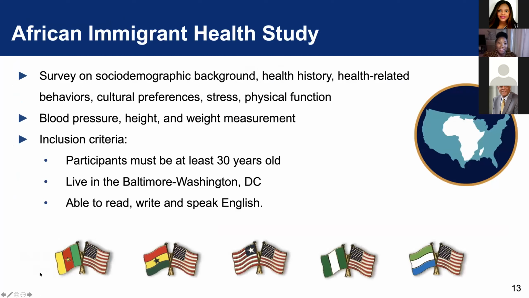So the next study we conducted was the African Immigrant Health Study. This was similar to the Afro-Cardiac Study, but the difference is that rather than just focusing on heart health, our survey included questions about physical function. We also included questions about screening for cancer, right, and other health conditions. But in addition to broadening our scope, we recruited African immigrants from Liberia, Sierra Leone, and Cameroon, in addition to Ghana and Nigeria.